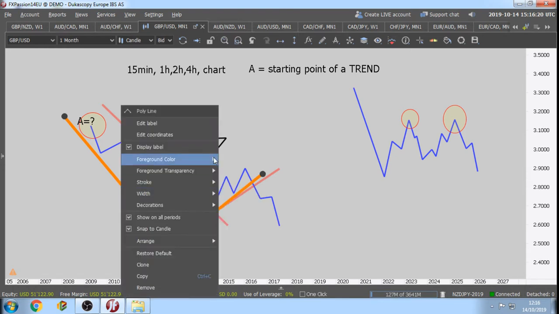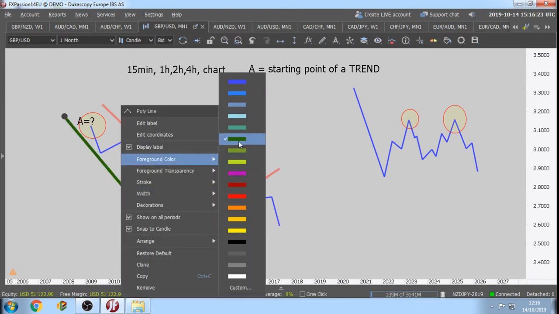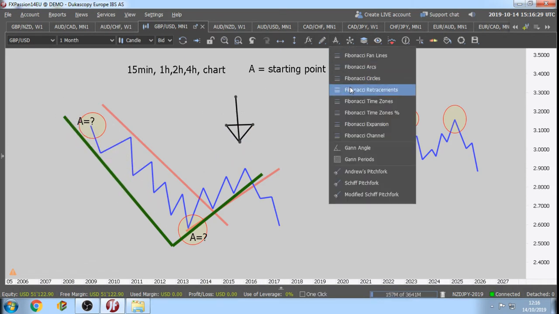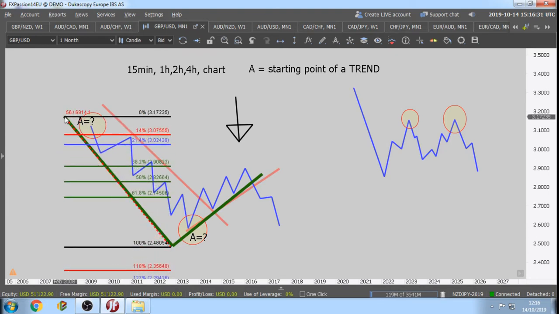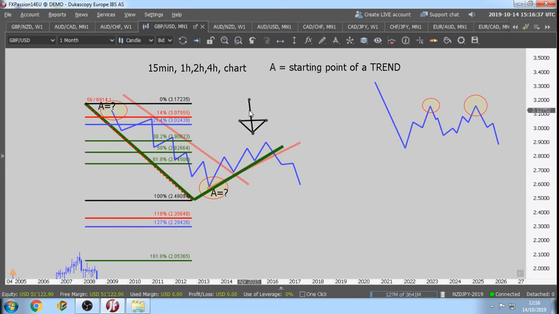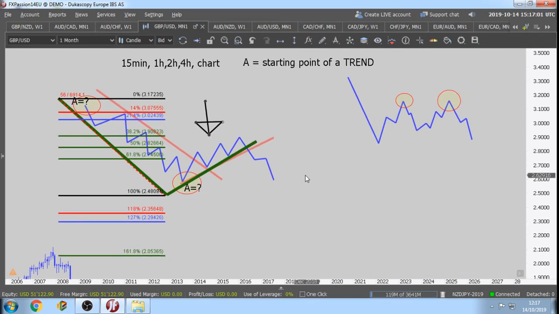So, let's color code this. Let's see. Dark green. Okay. So the green is the daily, okay? The green could be the daily, it's the higher time frame. The green could be the daily, and the blue could be the 4-hour chart, the 2-hour chart, or the green could be the 1-hour chart, and the blue could be the 15-minute chart, okay? And this is why you should start drawing your Fibonacci's on the smaller scale in the same direction from the starting point of your higher time frame.